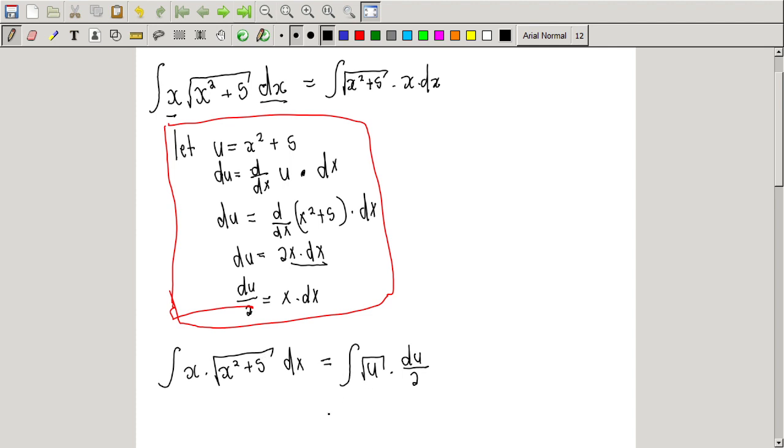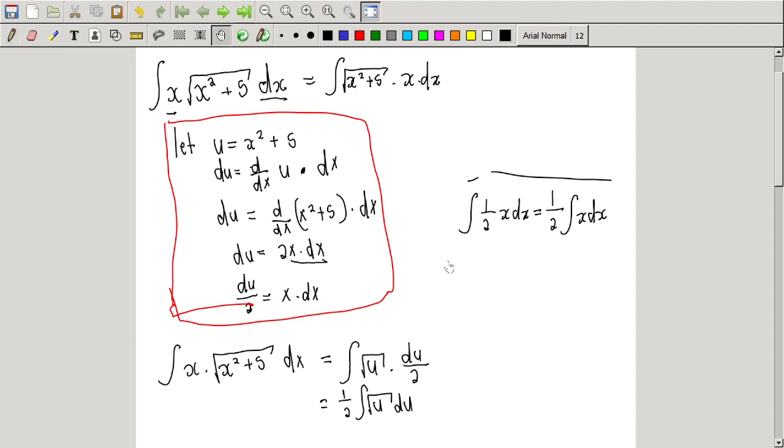So we know one of our integration rules, if we have something like this, 1 over 2 multiplied by x dx, this is a constant. I can take the constant out of the integration symbol. Which simply means that here I can write it as 1 over 2 times the root of u du. Okay, I hope you're together.